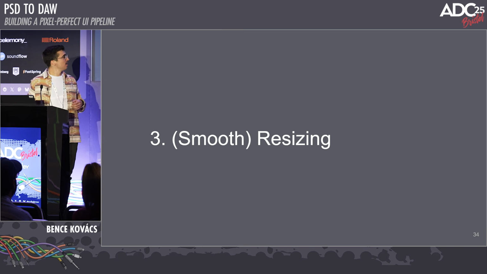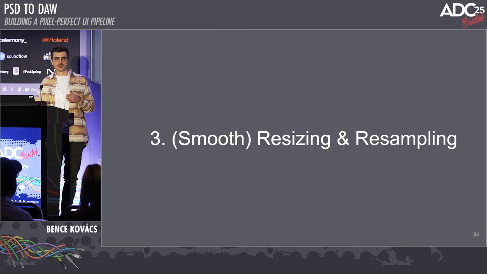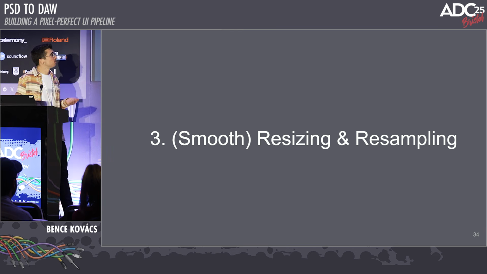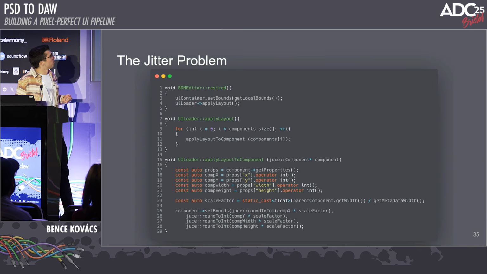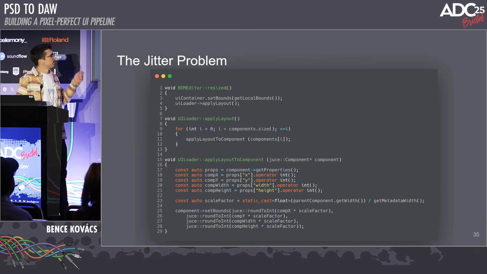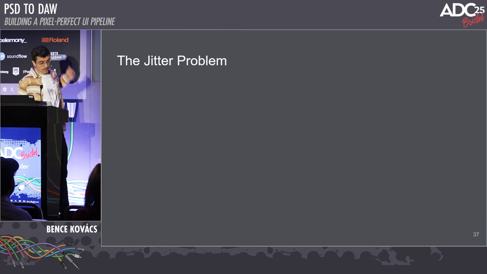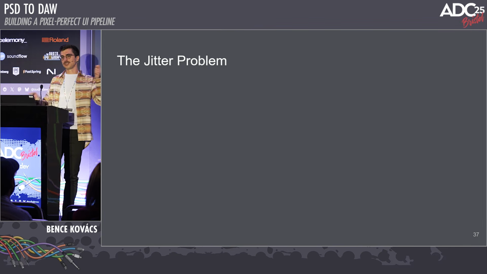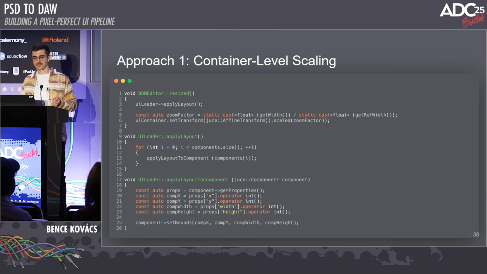Okay, so the next topic will be to talk about smooth resizing of windows, which is what we are normally doing, and it ties really into resampling. And normally with JUCE, if you just put all your components on the integer pixel grid, you will get this kind of jittery problem. This one is not really loading, but I guess you might have seen it when you are resizing windows, then components will just start to fidget around a little bit.